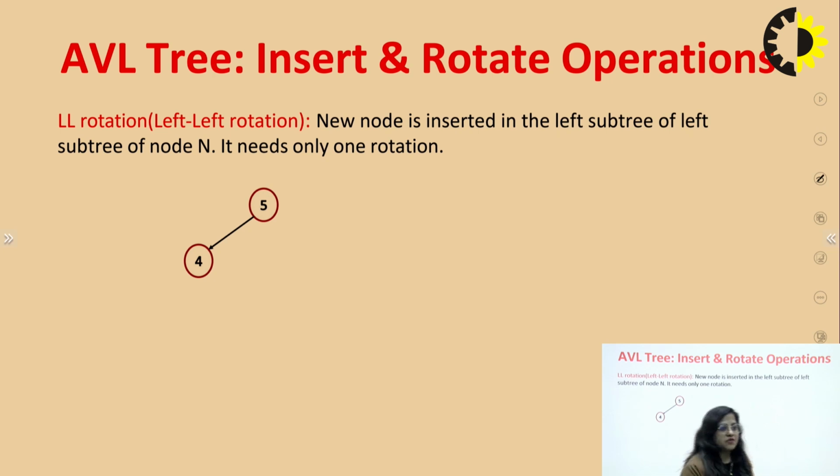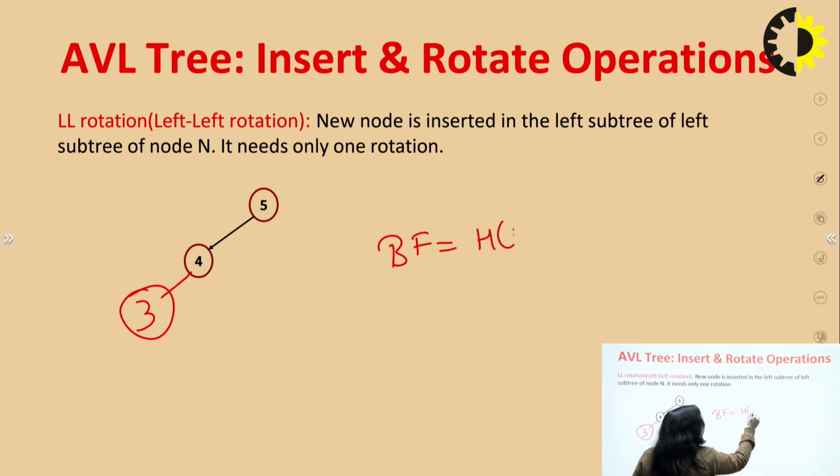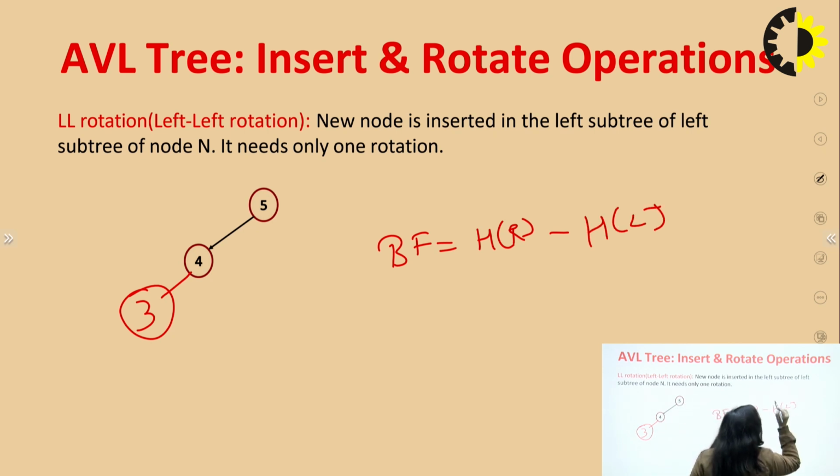Suppose we take the example here. You have root 5 and you inserted 4. Now you want to insert a new node, and this new node comes to the left side of 4. Now check the balance factor of this tree. So what is the formula of balance factor? Balance factor is height of right subtree minus height of left subtree.